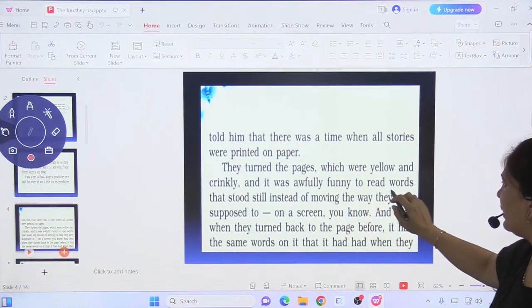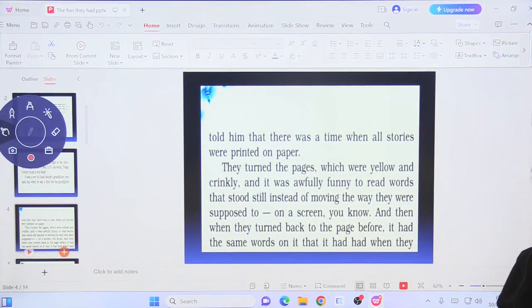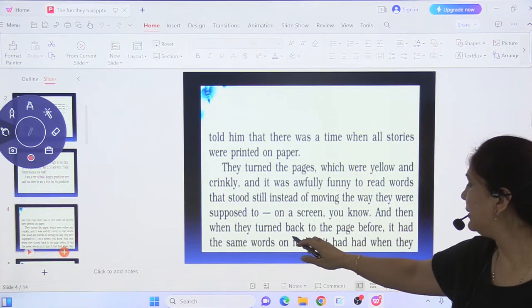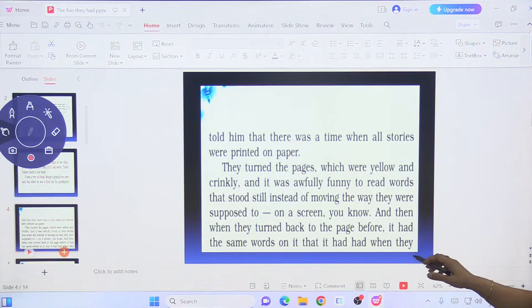And it was awfully funny to read words that stood still. And for them, it was highly funny. Why? Because for the first time they were reading a book where the words were not moving. They were still, in one place, the words were not moving. Otherwise, normally when they used to read, the words used to move. Okay, and then when they turned back to the page before, this is also very interesting for them, the words were as they were. They did not change. Otherwise, on the screen, what used to happen? The words would change. They may disappear and some other new words used to appear on the screen.